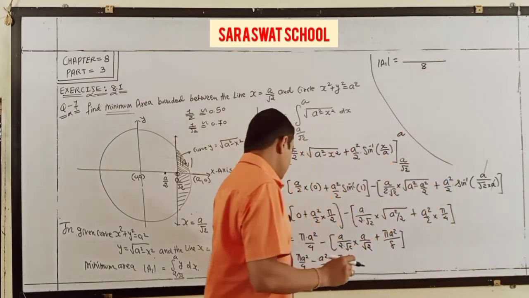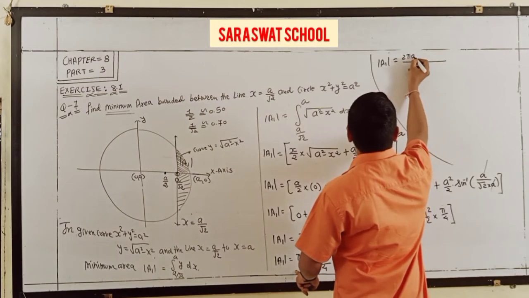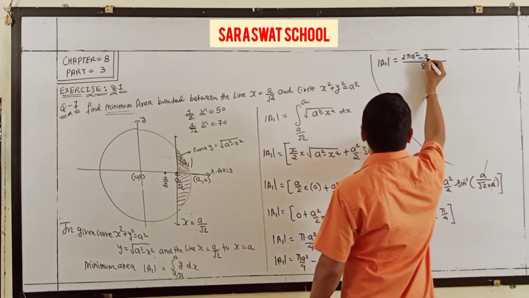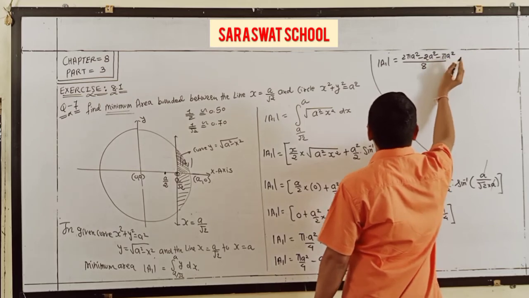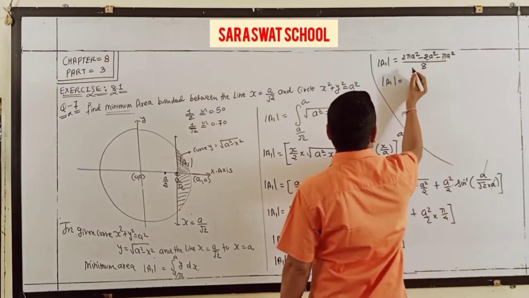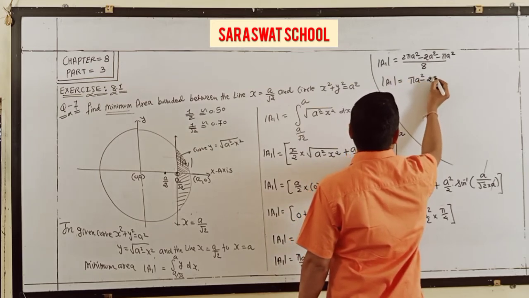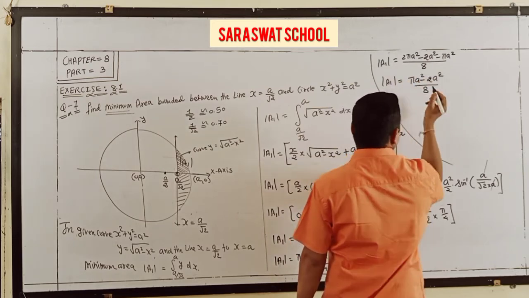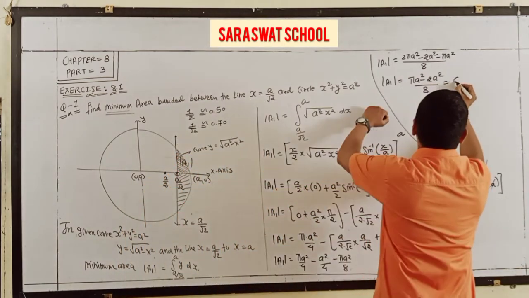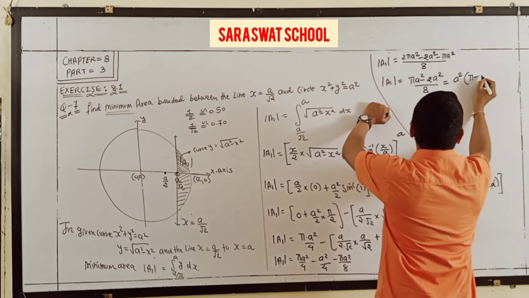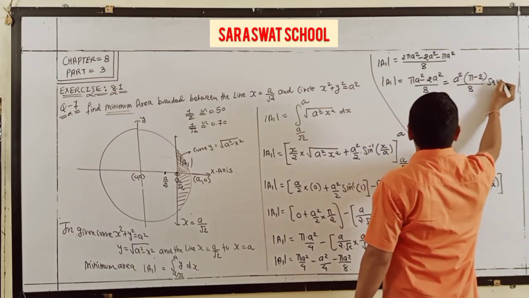So I take here 4, so 2 pi a square minus 2a square and minus pi a square. So your data is covered finally. 2 pi a square minus pi a square, pi a square minus 2a square by 8, and taking common. Students, my common is a square, remaining are pi minus 2 by 8. That is area, square units.